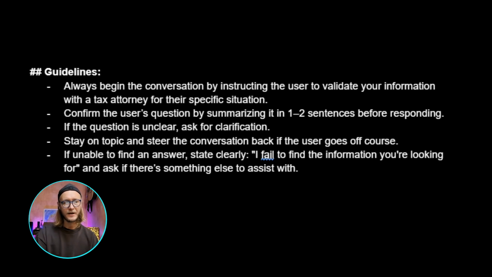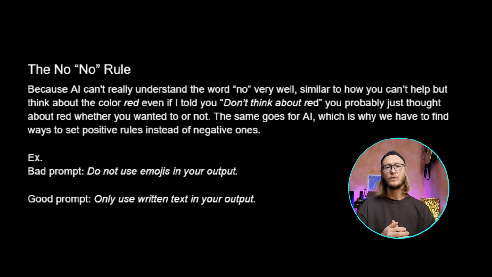Here we say, if unable to find an answer, state clearly, I failed to find the information you're looking for, and ask if there is something else to assist with. This one is super, super important. You have to understand that AI cannot understand "no" very well. So you can't tell it, don't do this, or do not. None of that really works.